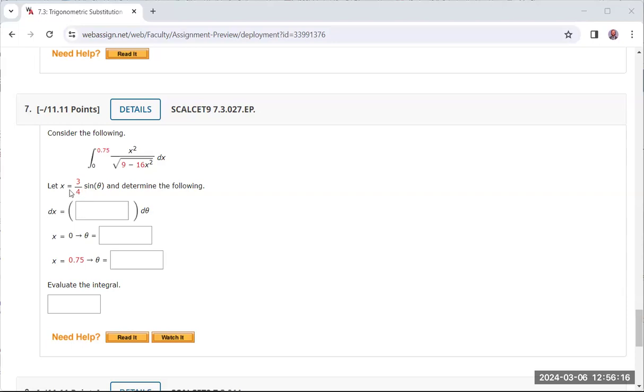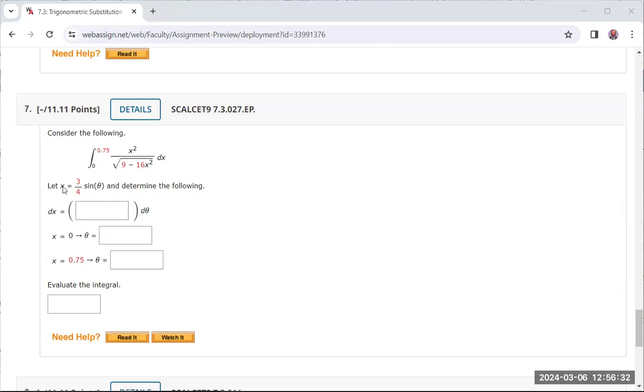To compute dx, of course, you just differentiate both sides. So we'd have 3/4 cosine theta d theta here. The d theta is already expressed. And then since we're doing a definite integral, we can actually avoid the triangle consideration if we just convert everything in terms of theta.